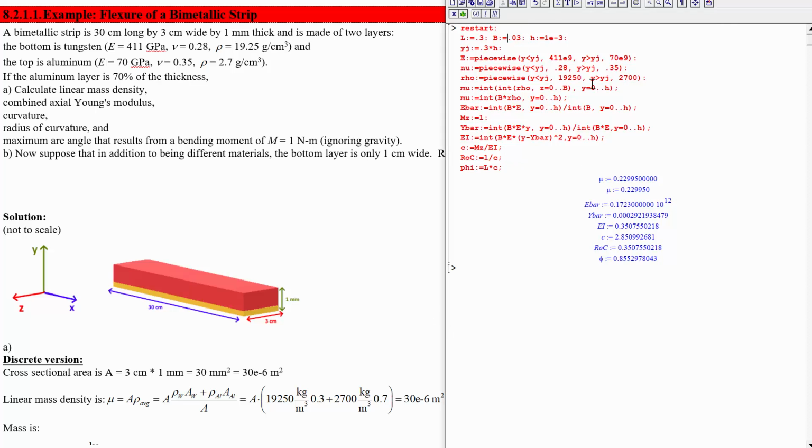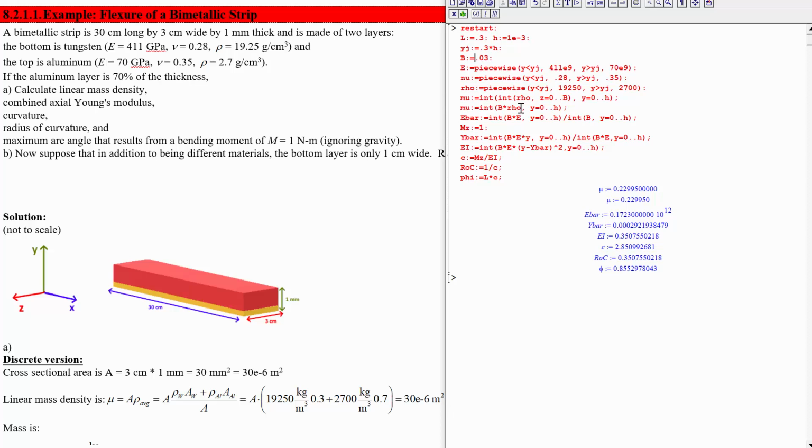Well, we'll say that the width, B, is actually not always 0.3, but depends on what the height is, what position we're at, what spot we're at. So if we're below yj, then we'll say that the width is only 0.01, but if we are greater than yj, then the width is 0.03.